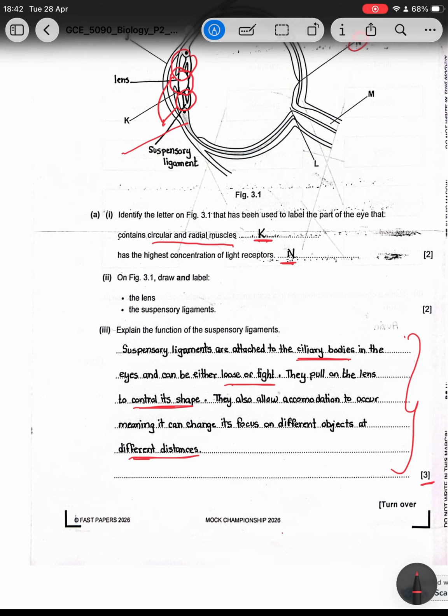So in contrast, if you are looking at something that is near and not distant, the ciliary muscles will contract and the suspensory ligaments will relax and the lens will also relax. So this is an accommodation for nearer objects.